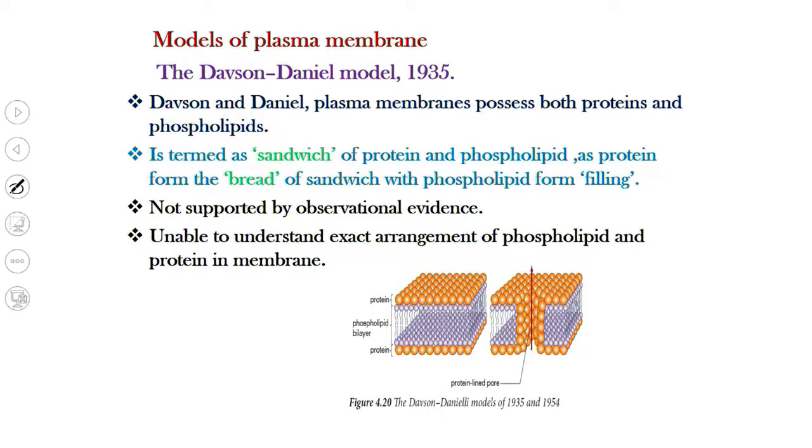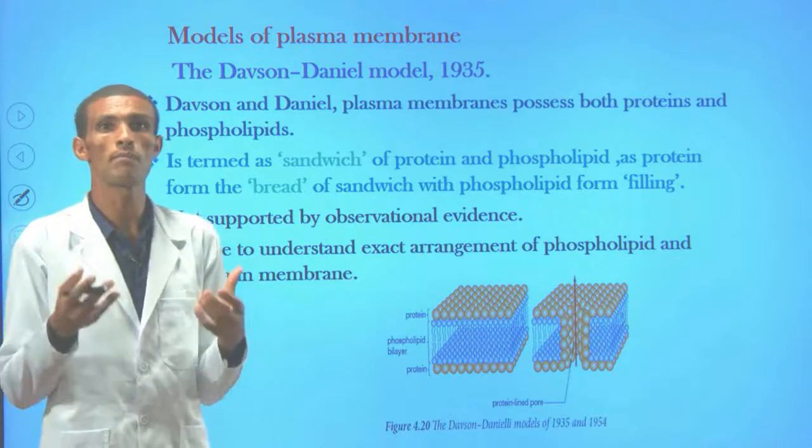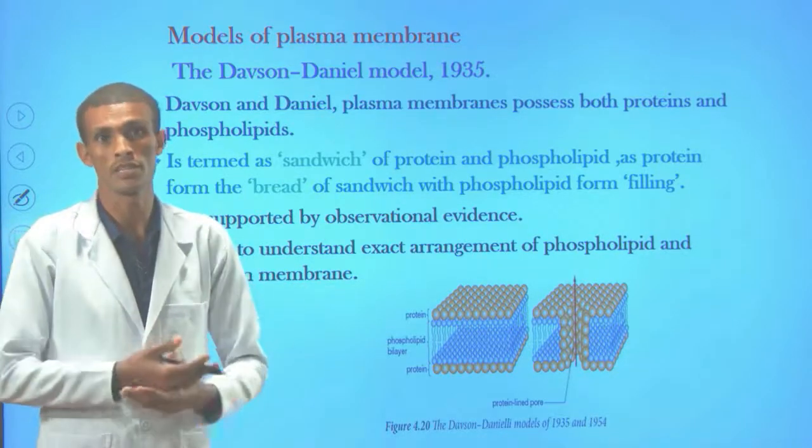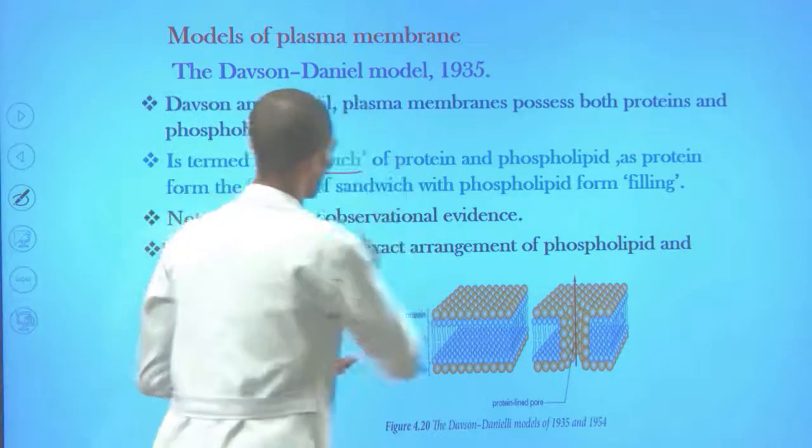There are many models advanced for the plasma membrane. The two well-studied models are these. The first is the Davson-Danielli model, proposed in 1935. This model proposed that the plasma membrane contains both protein and lipid. This model is termed the sandwich model.